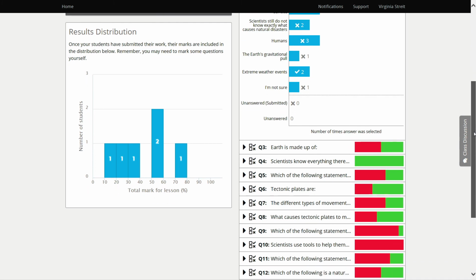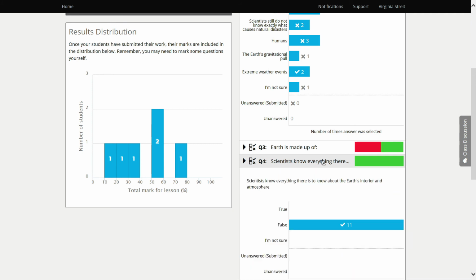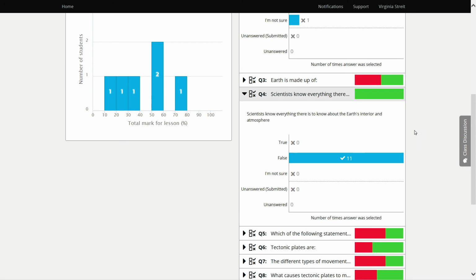I can also, of course, on the positive side, see where my class excelled. So for example, on question 4, everyone got that question right. Well done, class.